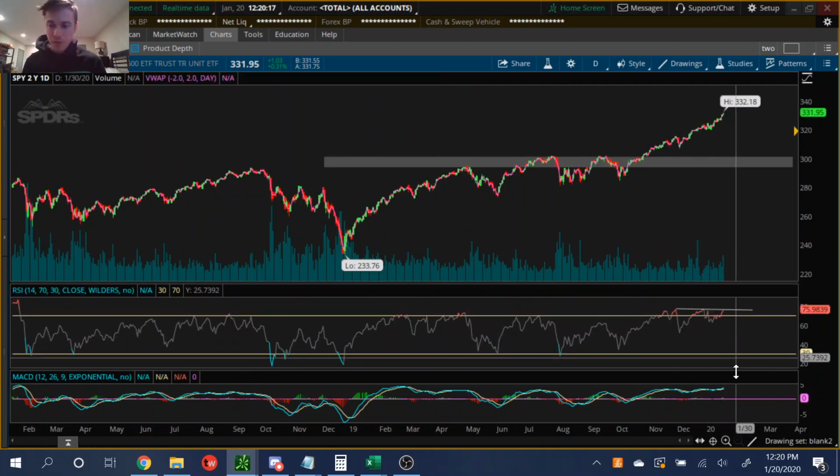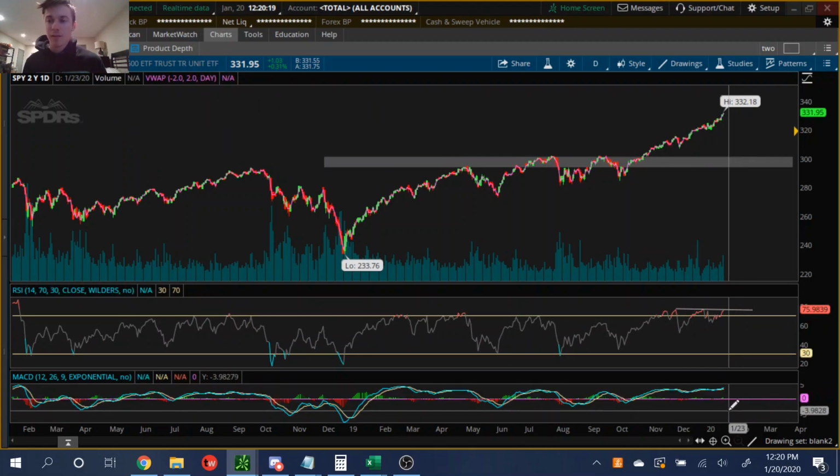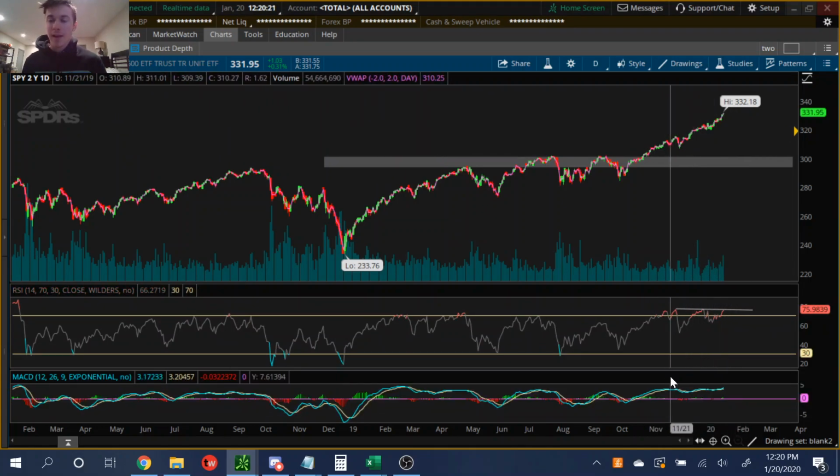Why? Because I don't use these shitty indicators, right? And again, I'm not saying you can't use them. If you can make money using them and you have your own strategy, that's totally fine. That's great. Props to you.